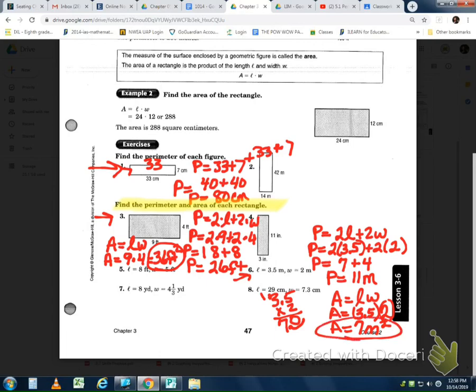So on these, make sure you read the directions, whether it's just perimeter or perimeter and area. Make sure you label it correctly. Perimeter is just the plain unit. Area is the unit squared. Write the formula down and plug in the numbers. Are there any questions about any of these?